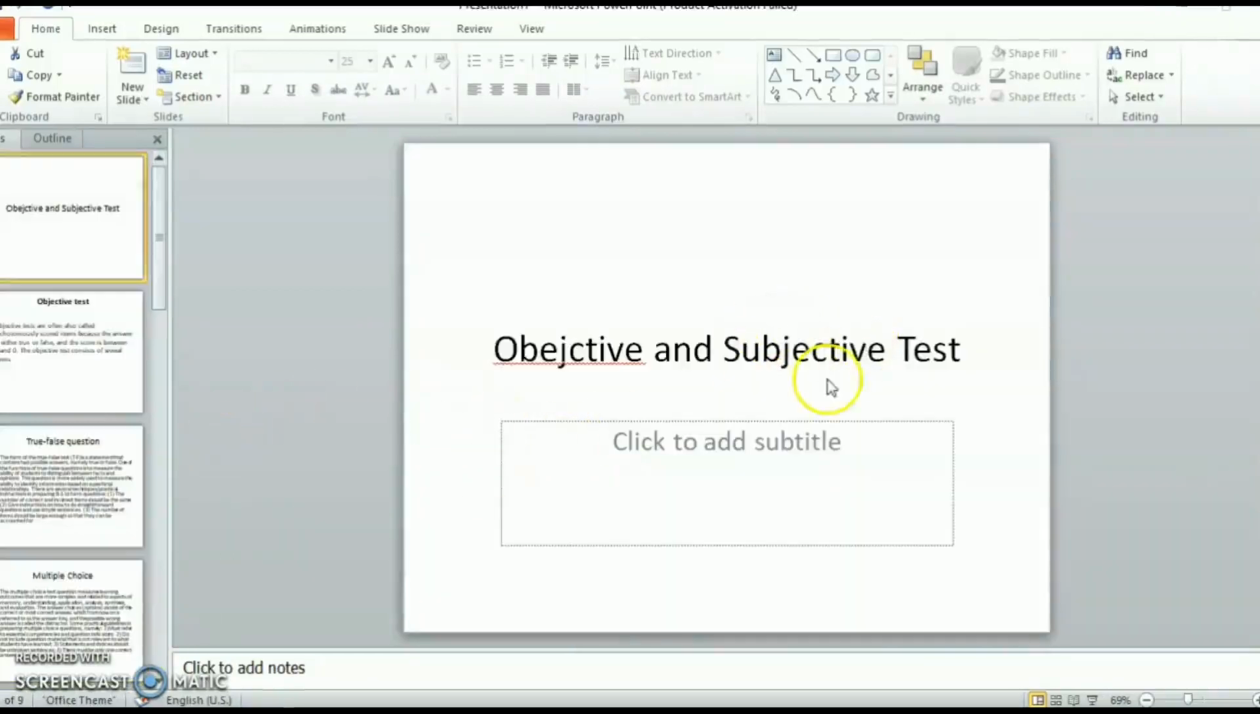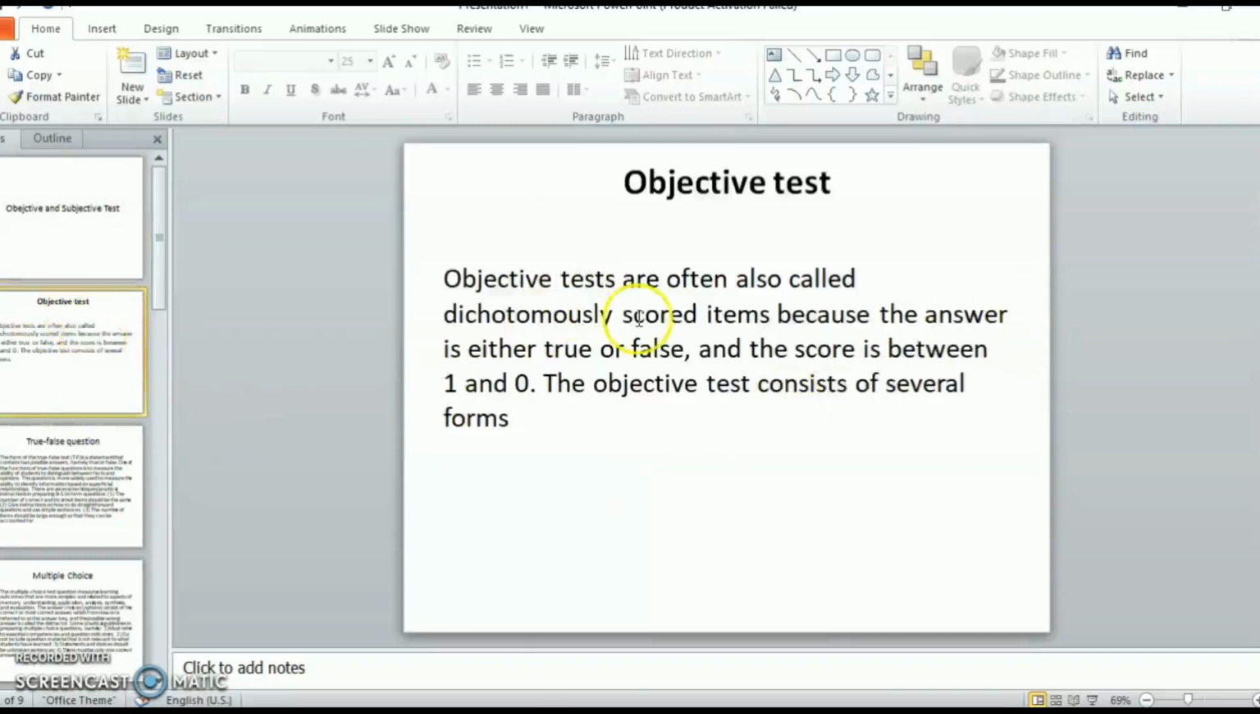Okay, in the next part, we will discuss objective and subjective tests. What is an objective test? Objective tests are often also called dichotomously scored items because the answer is either true or false and the score is between 1 and 0. So if you answer the question correctly, you get the point 1. But if you answer incorrectly, you only get 0.